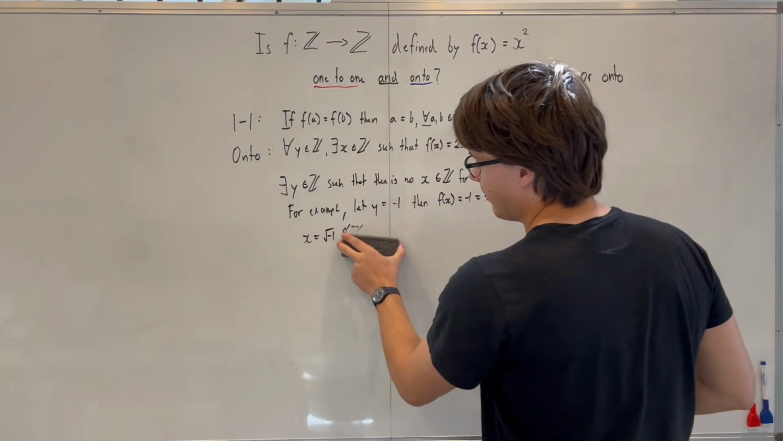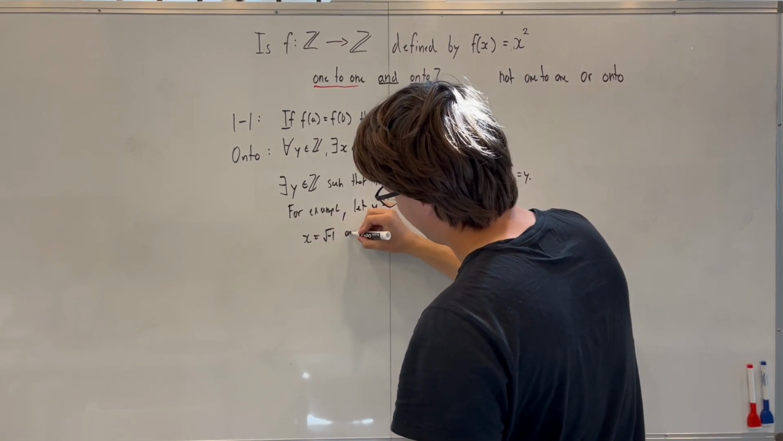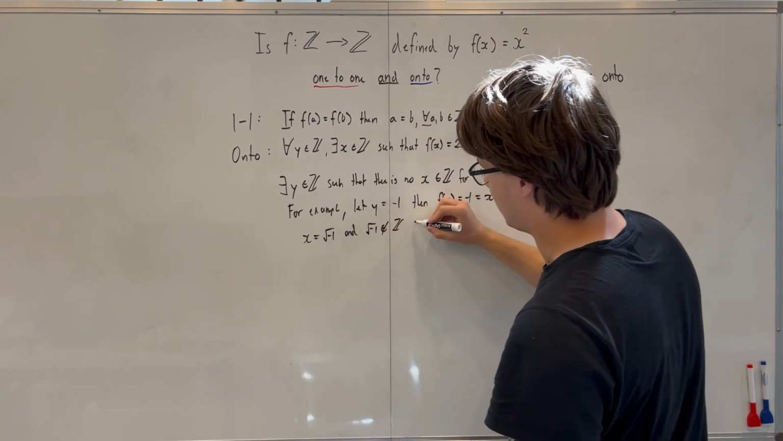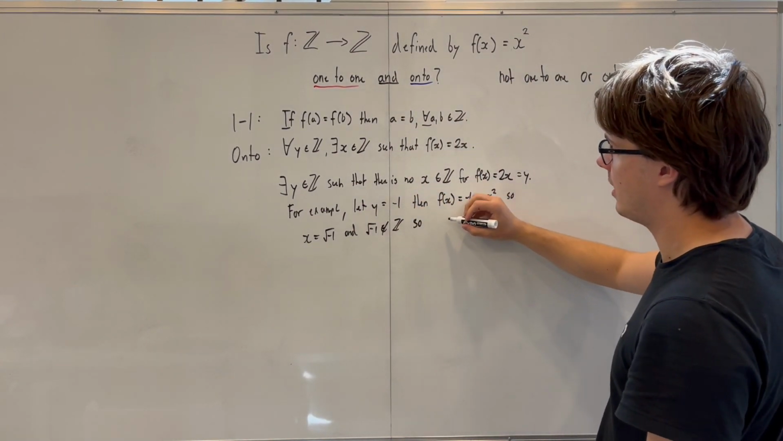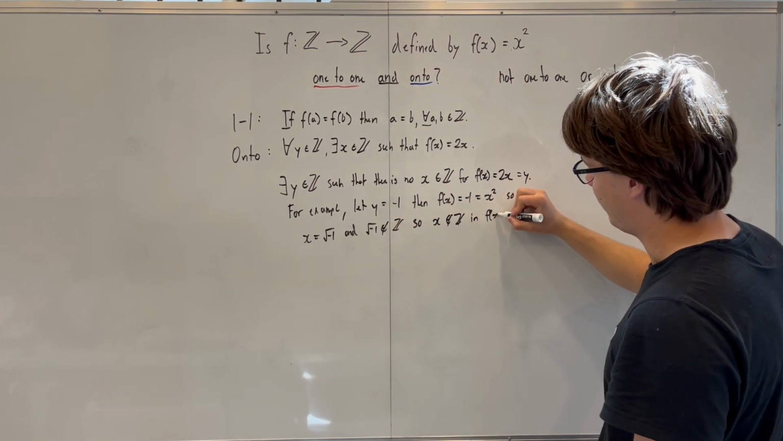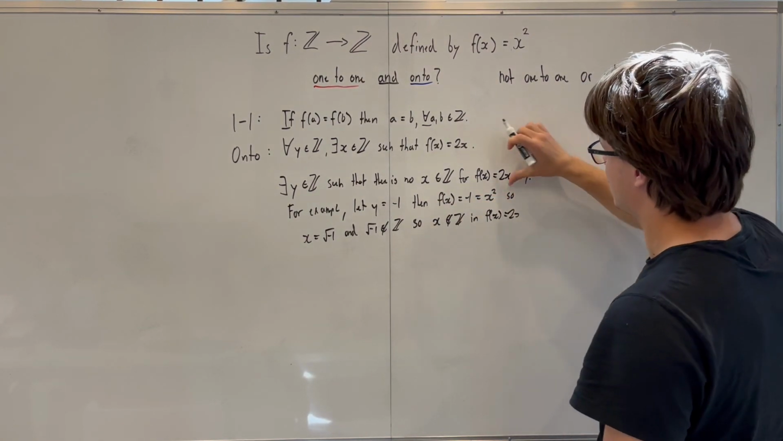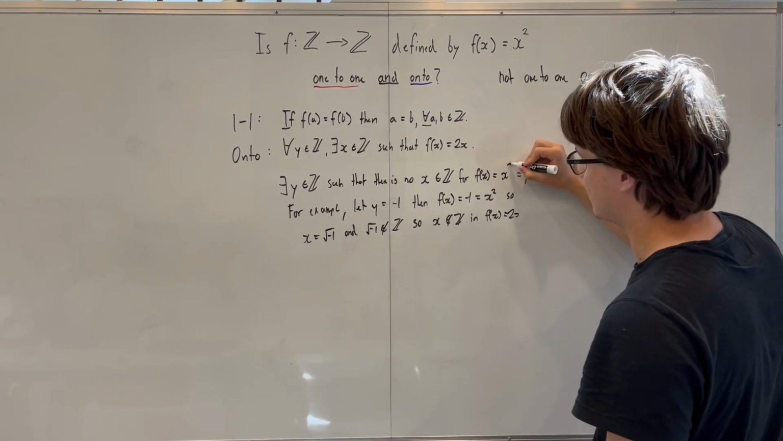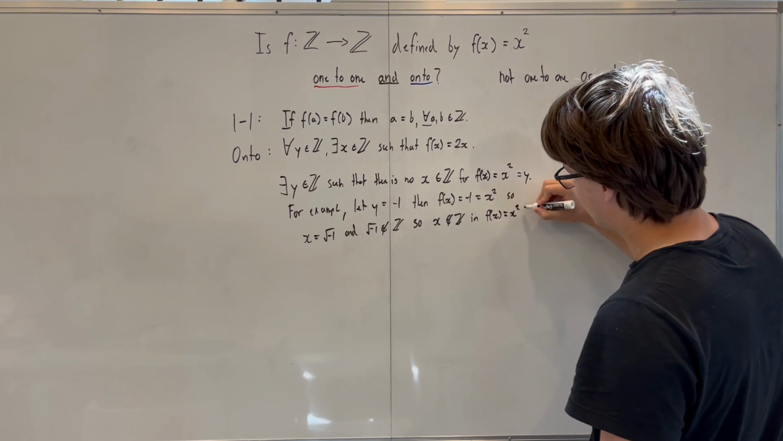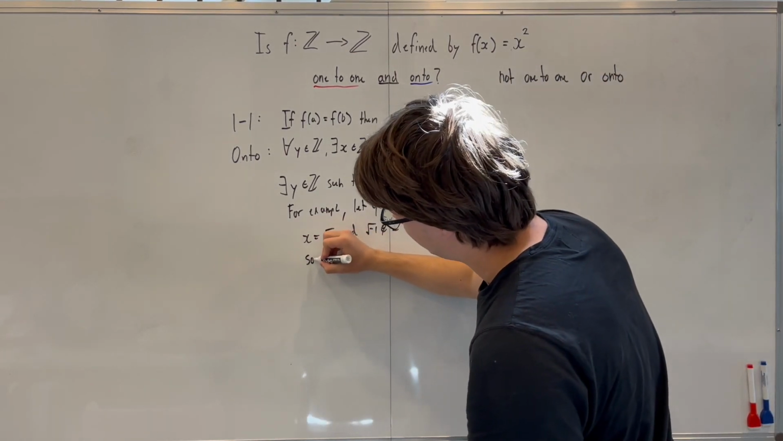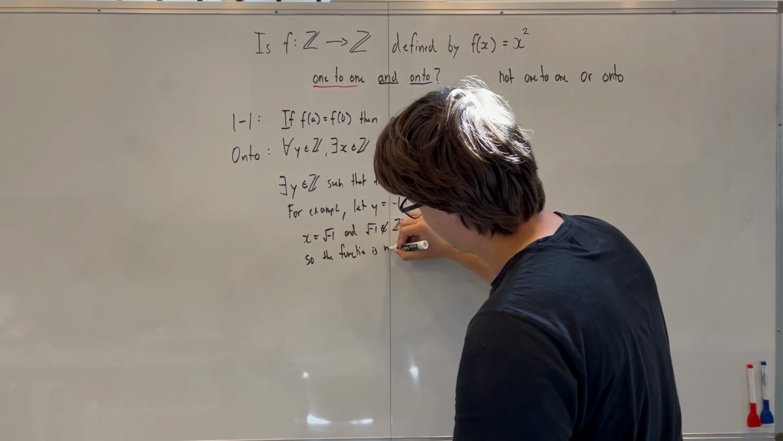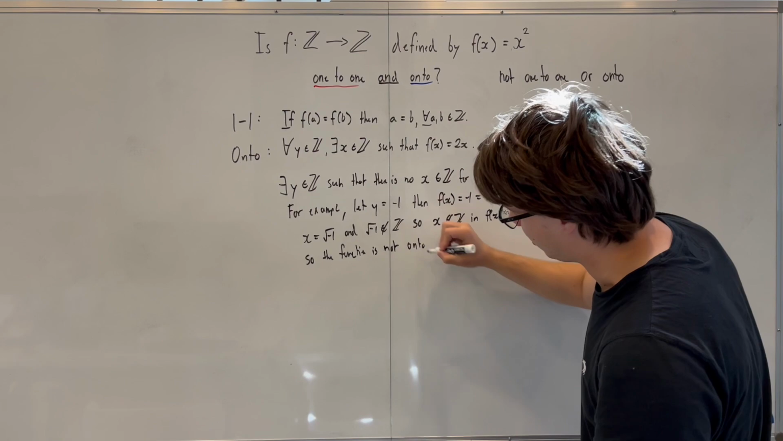Or let me write that down maybe a little more explicitly. And square root of -1 is not an integer. So x is not an integer in f of x is equal to, or sorry, I keep writing 2x down. I mean to say x squared. In x squared here. So the function is not onto.